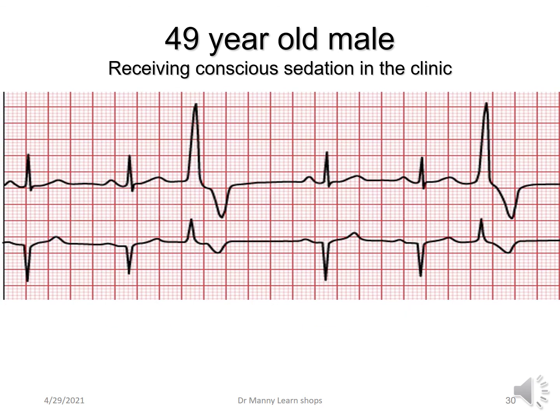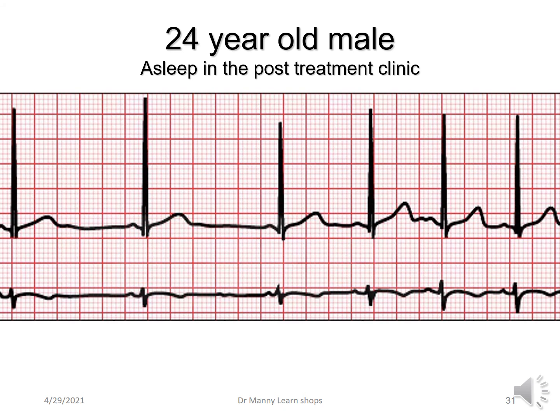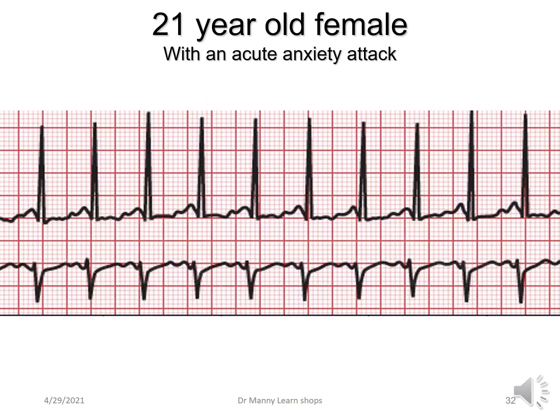You've got a 49-year-old male receiving conscious sedation in a clinic. Maybe saturations are low. When you look at the rhythm, this is sinus rhythm with unifocal PVCs. Then you've got a 24-year-old male asleep in the post-treatment clinic with an irregular rhythm. And the irregular rhythm is a sinus arrhythmia. 21-year-old female having an acute anxiety attack, must be a sinus tachycardia.